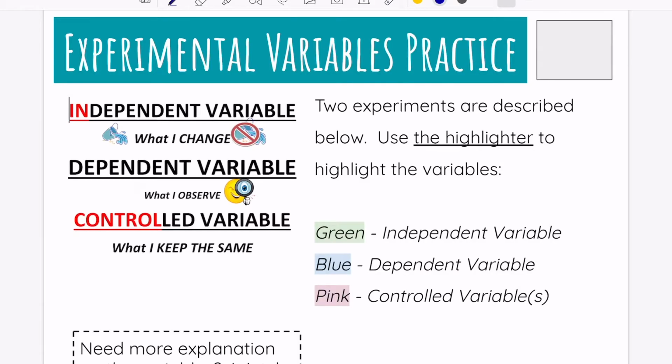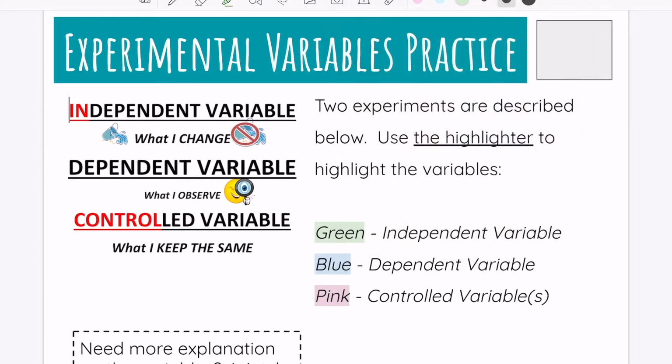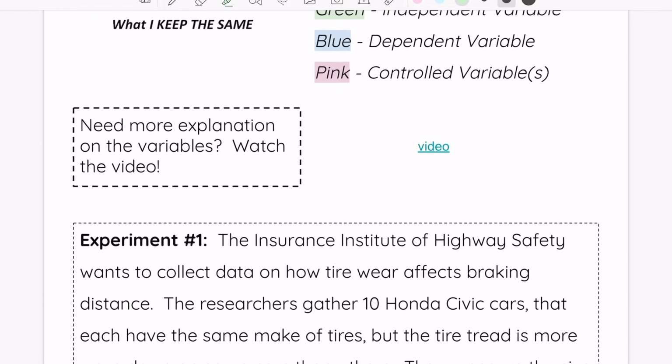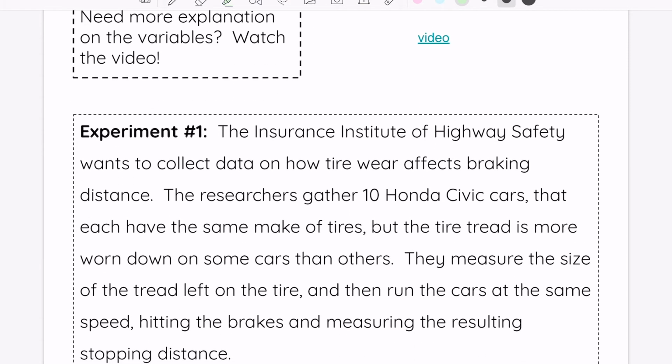We are going to do a quick review on experimental variables practice. So I know you already did this page for day 3, but we're going to do it again for day 4. In this case, we want to make sure that you have the green, blue, and pink highlighter colors when you highlight things. Now, what we're looking for here are the independent variables.